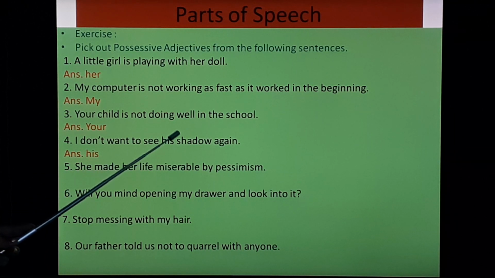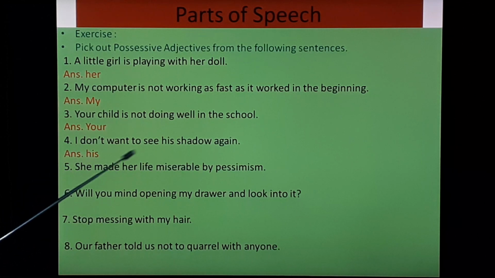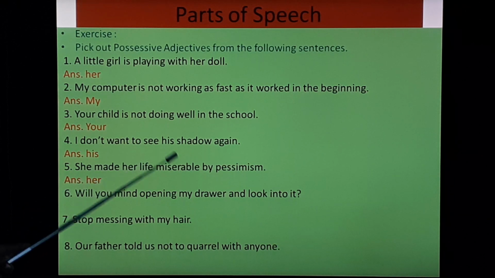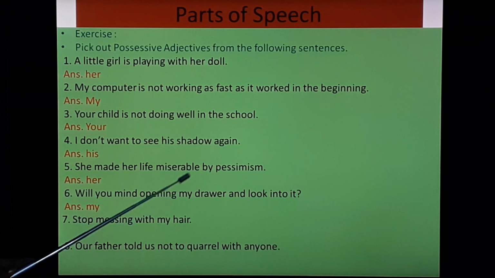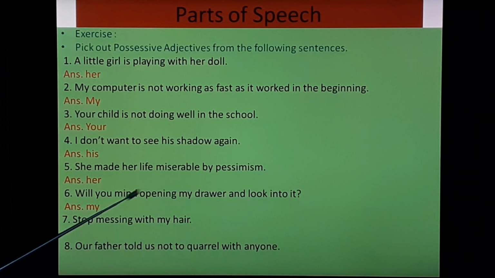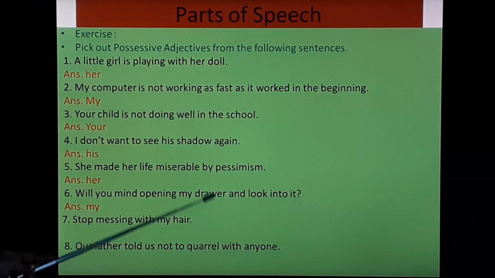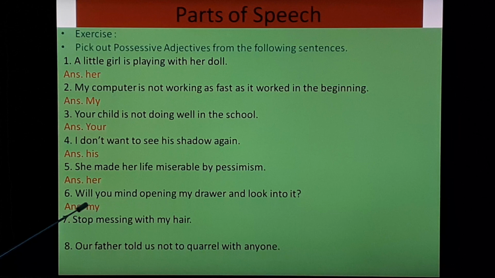I don't want to see his shadow again. So here shadow is the noun, and before the noun his is given. So his is the possessive adjective. She made her life miserable by pessimism. So here life is the noun, and before the noun her is given. So her is the possessive adjective. Will you mind opening my drawer and look into it? So here drawer is the noun, and before drawer my is given. So that is why here my is the possessive adjective.